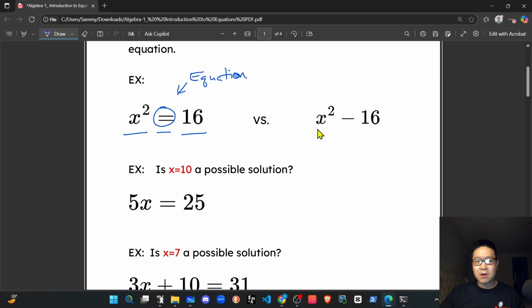As opposed to something like this, where you have x squared minus 16, this is just an algebraic expression. It is not an equation. There is no equal sign. If you had an equal sign with 0 or something like that, then it would be an equation. So let's go over an example.